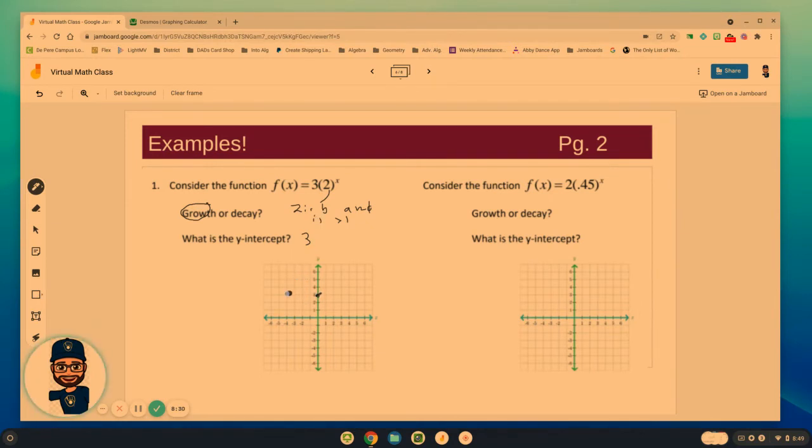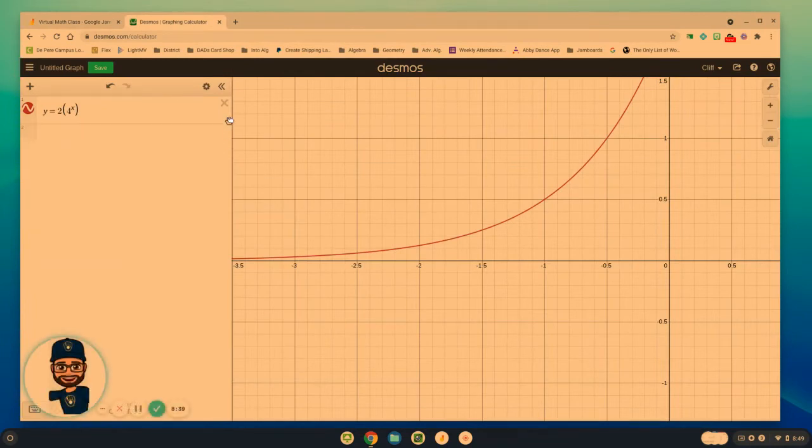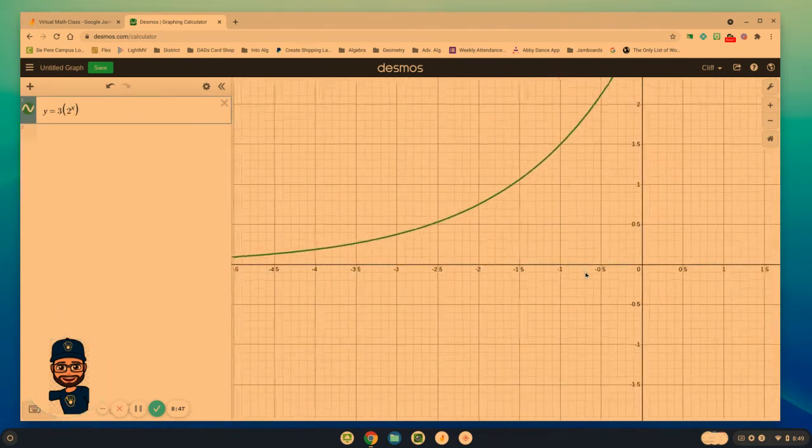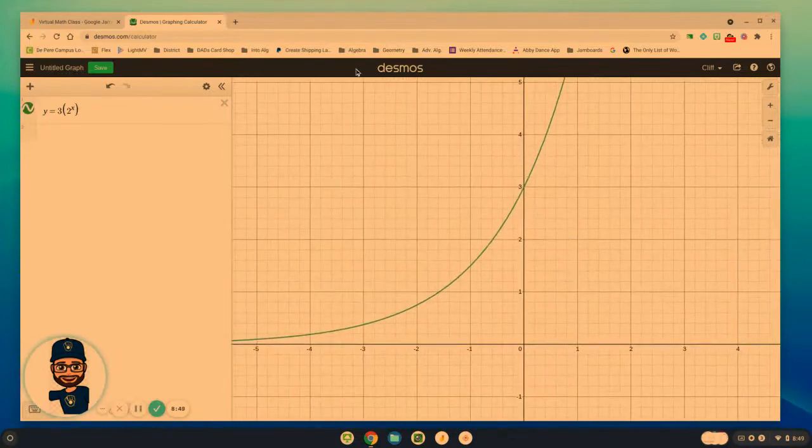It's a growth, meaning from left to right, it is growing, right? Y equals 3 times 2 to the power of x, and you can see, oops, I gotta zoom back out, and it is growing.